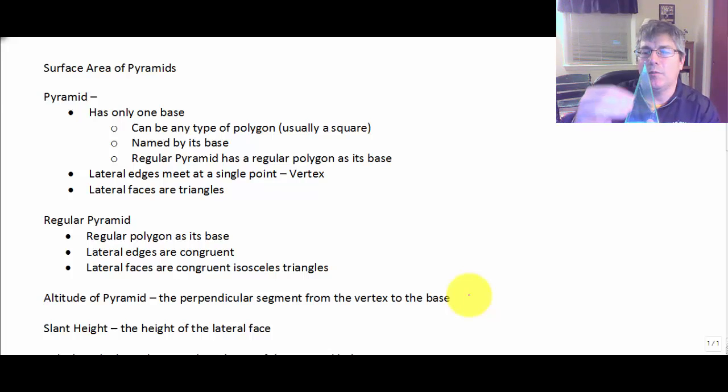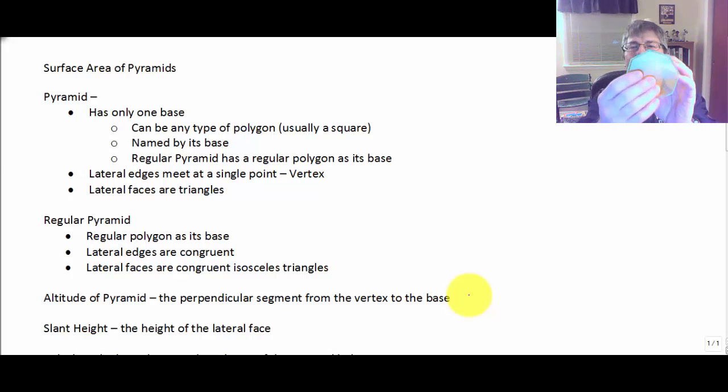The edges of a pyramid, these lateral edges or the edges of our lateral face, meet at a single point called the vertex. And the lateral faces of our pyramid are always triangles. Okay, so even with my octagon base, my faces are all triangles. I have 8 triangles here on that octagonal pyramid.